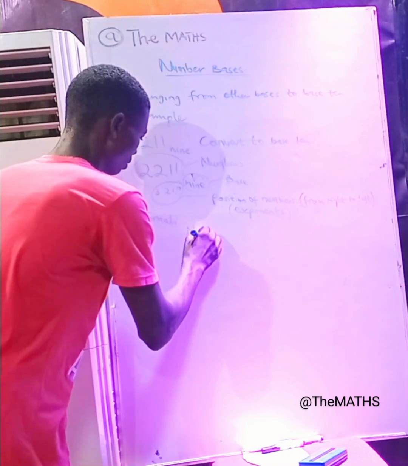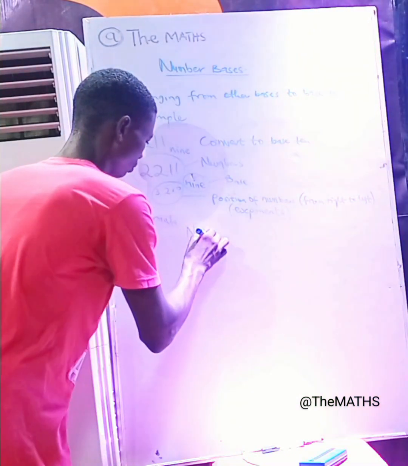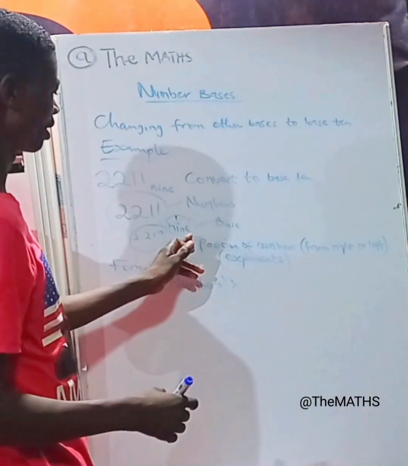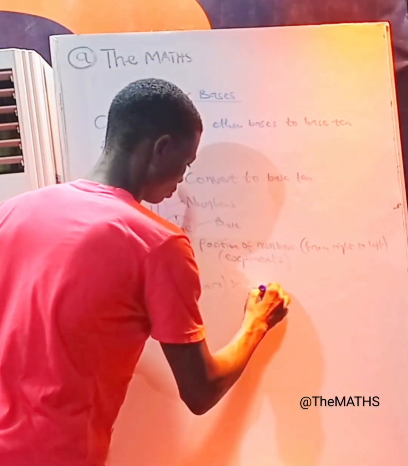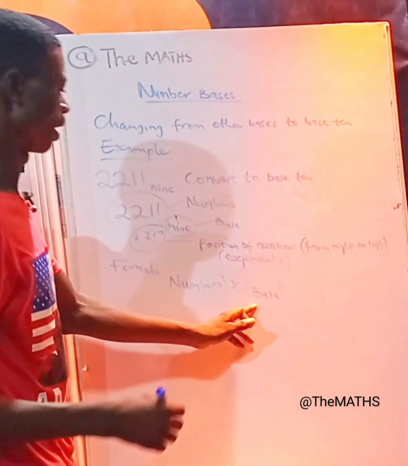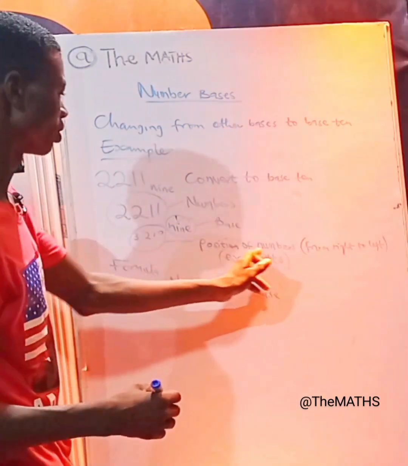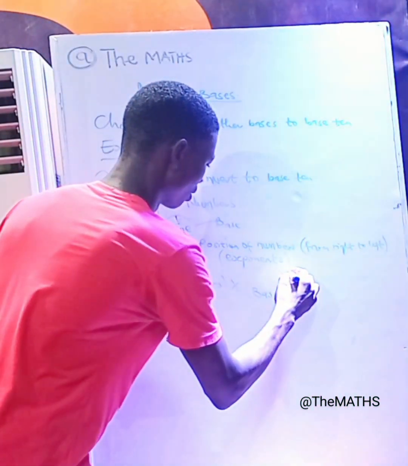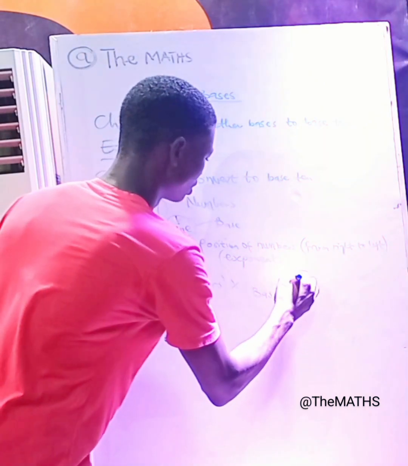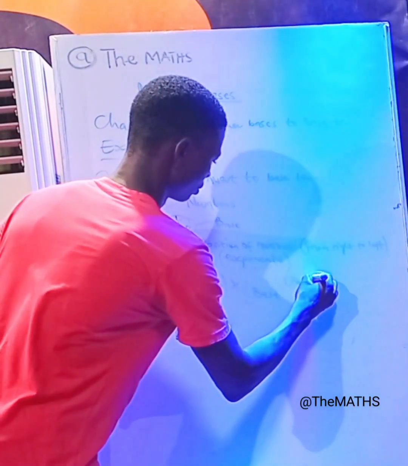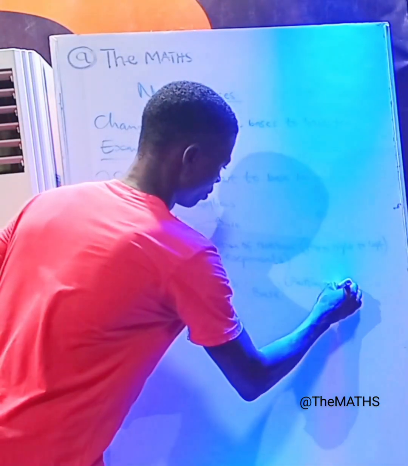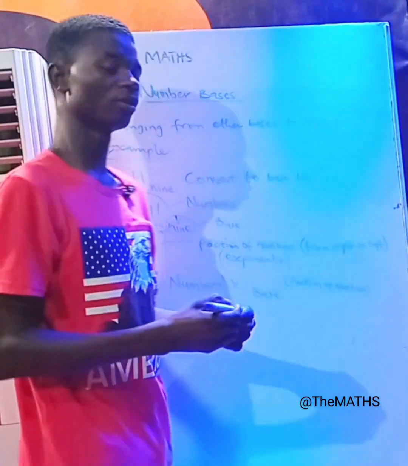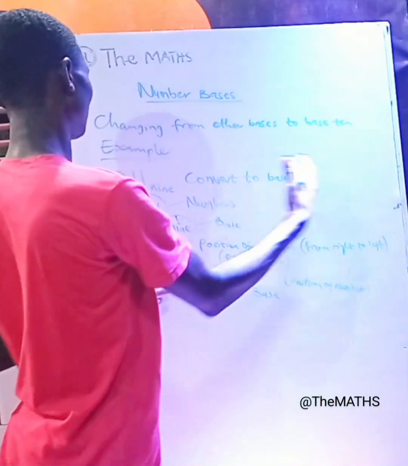Numbers times, or multiplying, the base to the exponent, the position of each number counting from right to left. So the base will carry the exponent. Position of numbers. So we know that the position of numbers is counting from the right hand side to the left hand side.